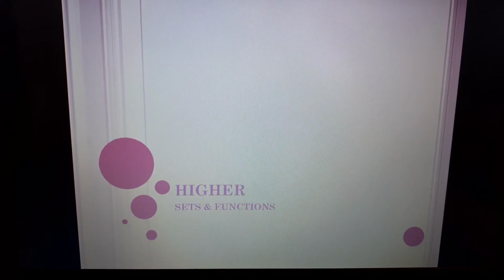Good morning, and today we'll be starting the sets and functions topic from the higher maths course. So we'll start with some set notation.